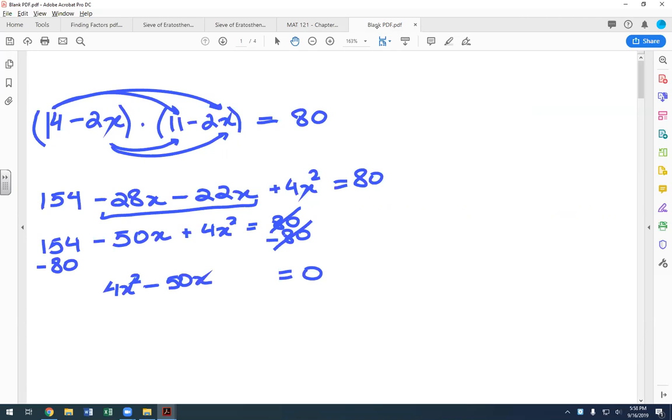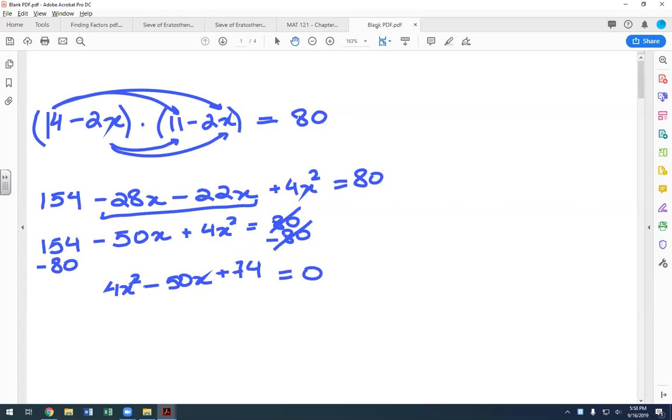And what's 154 minus 80? 74. And that'll be a positive 74. Just kind of putting it in order of the standard form. Okay, so you have your quadratic equation now. Now it's up to you what method you want to use. So this is kind of open.